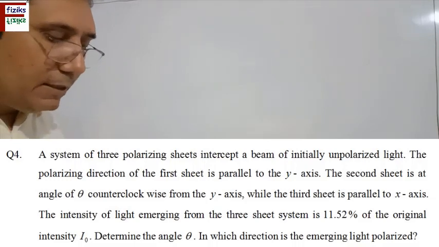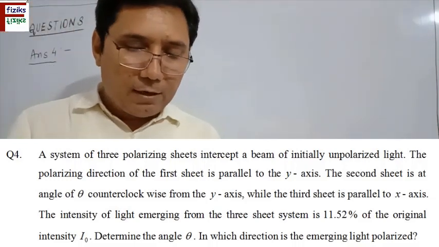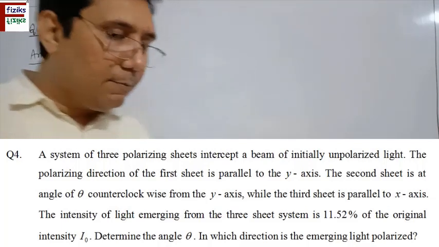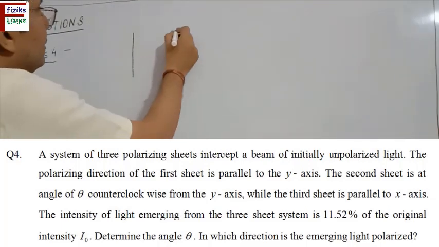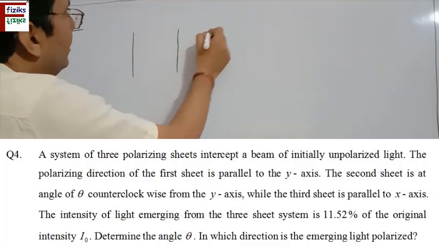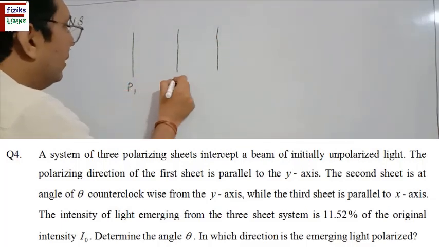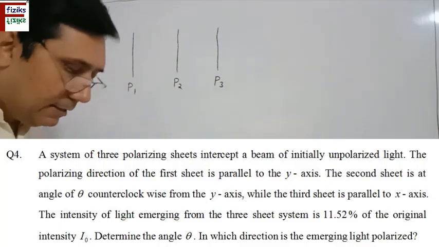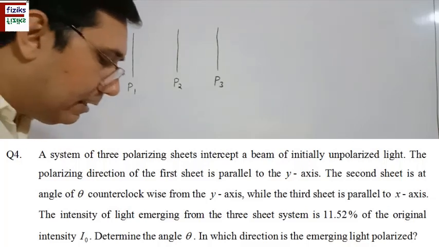A system of 3 polarizing sheets. We have a system of 3 polarizing sheets that intercept a beam of initially unpolarized light. So we have 3 sheets P1, P2 and P3. This is P1, P2 and P3. We have 3 polarizing sheets intercepting a beam of initially unpolarized light.